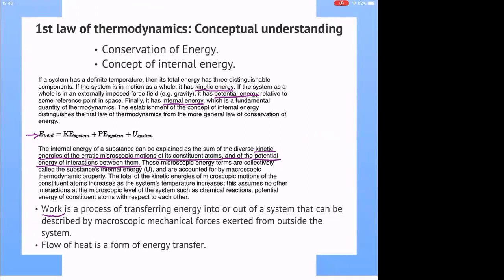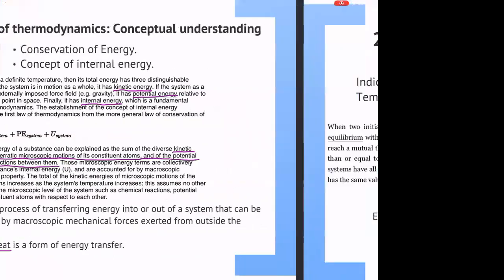Work is a process of transferring energy into or out of a system that can be described by macroscopic mechanical forces exerted from outside the system. For example, the piston compressing the gas in the internal combustion engine. That is work done on the system. The gas expanded upon an explosion and pushed the piston out. That was work done by the system, if we call the gas the system. Okay. And of course, flow of heat is also a form of energy transfer. As we know, if you have conductive heat, convection, or radiation, for example, in the case of a solar cooker, you have flow of heat that causes loss, right? So it's obviously an energy transfer.